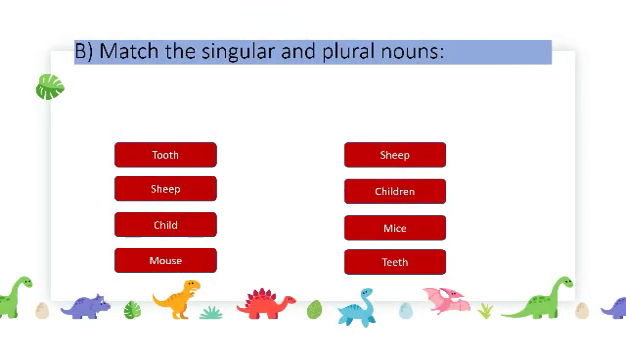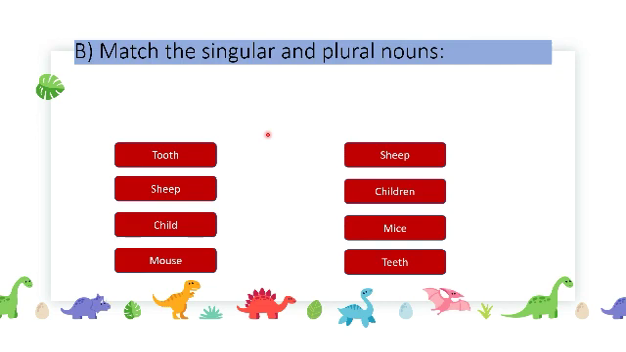Now the second one, match the singular and plural nouns. Here there are 2 columns given to you. This one is the singular column and this one is the plural column. So you have to match the singular with these plural nouns. We'll read one by one and we'll try to match it, right?